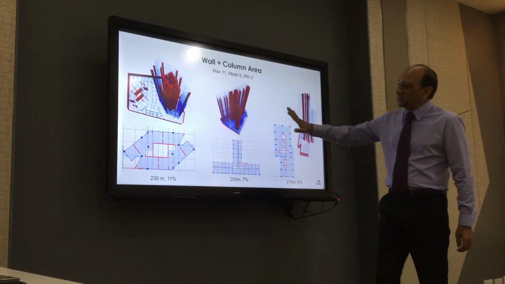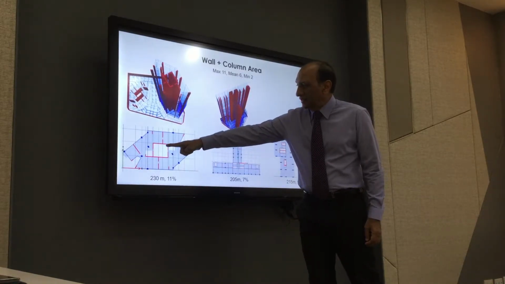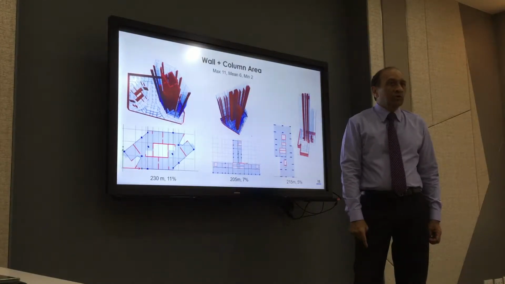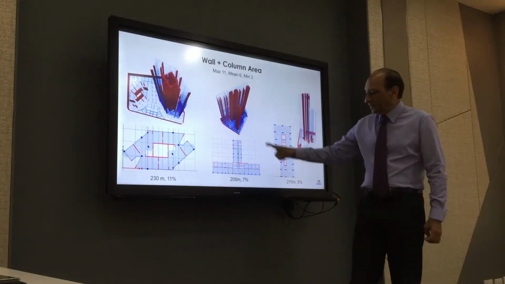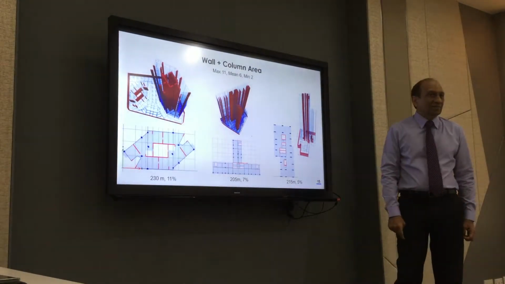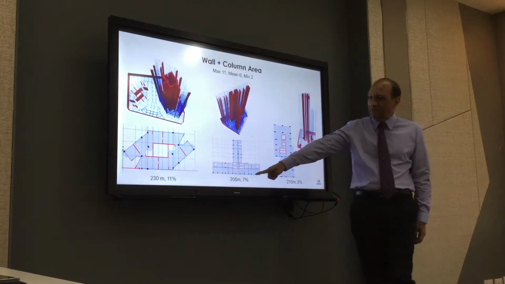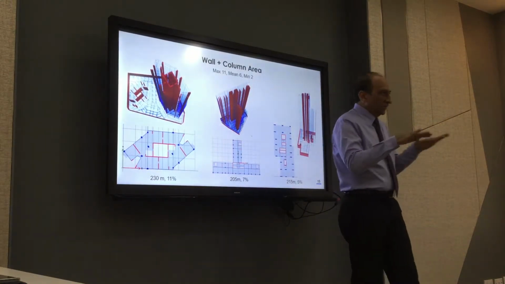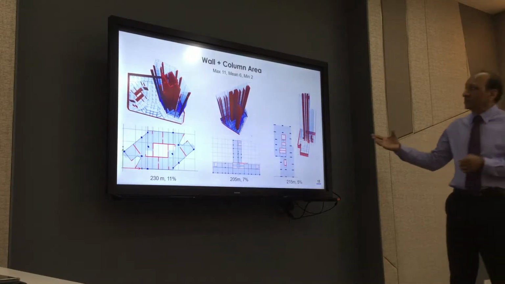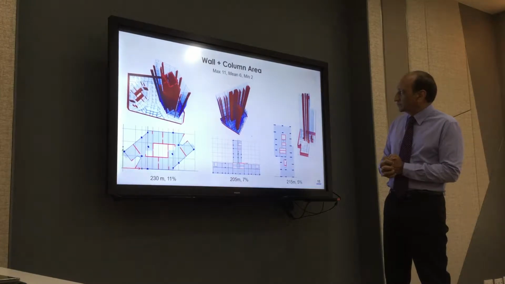So this system, for example, uses about 11% of the floor. As you can see, so many walls and so many columns there, and it uses 11% of the floor. This model uses 7%. This model only uses 5%. They are almost the same height, 215 meters, 205 meters, 230 meters. So they're roughly the same height building, but the use of the structural part is different, right?